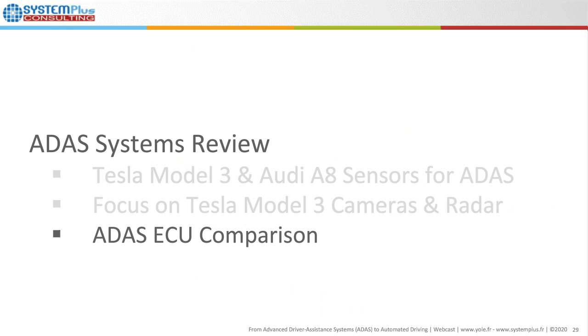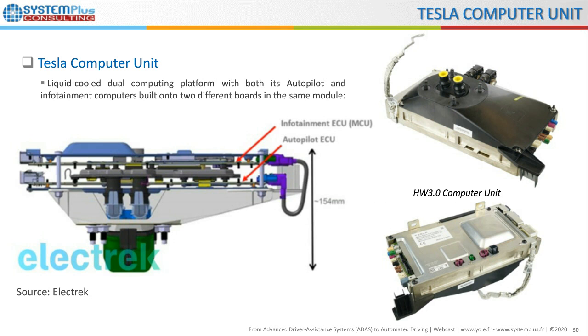Now let's talk about the ADAS ECUs. This is an illustration of the Tesla computing unit. It is a liquid-cooled dual computing platform with both its autopilot and infotainment computer built onto two different boards in the same system. There is an infotainment ECU for the media control unit and the autopilot ECU. It is not two different and independent systems like in other cars.